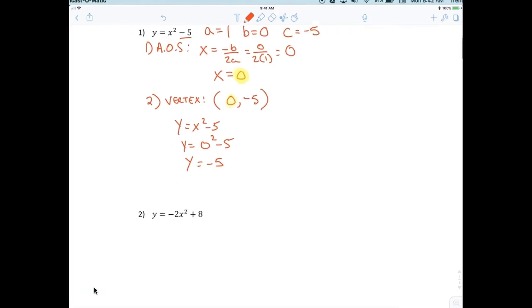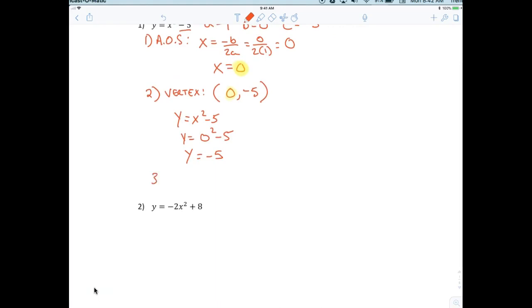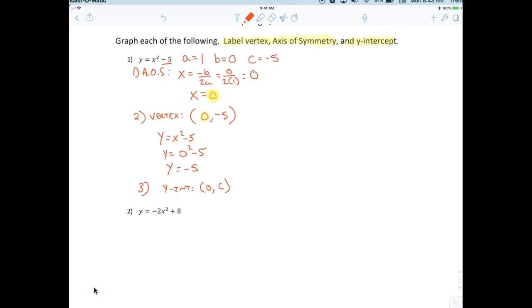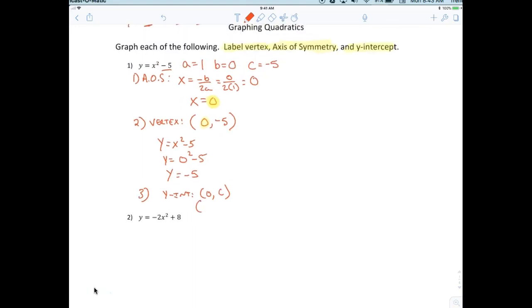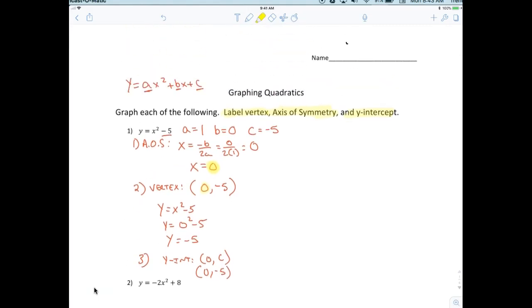Now step 3, the easiest one. You need to find the y-intercept. The y-intercept is just 0, c. Just to remind you, the y-intercept is 0, c. So in this case, the y-intercept is what? 0, -5. Now, what does the C stand for? C is this guy right here. C is the constant, so it's just the number. See what I'm pointing to now? That was a good question. Did you get that?